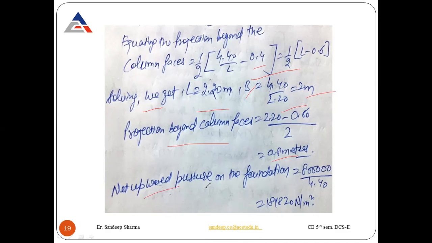Now this is the net upward pressure on the foundation, which will be the axial load divided by the area of the footing we have. So this is the upward pressure that will act on the base of the footing. Is that clear up to this step?